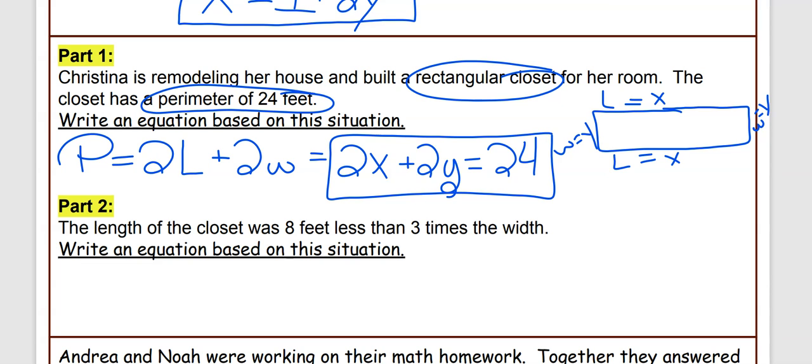We almost had a problem if we kept it in the first form because we would have had L's, W's, and P's. We're not up to three letters that we don't know. We're only practicing the two. So we had to have the perimeter, and thank God they gave it to us, so it's 24.